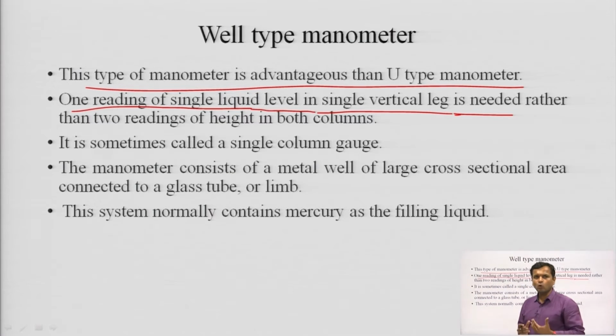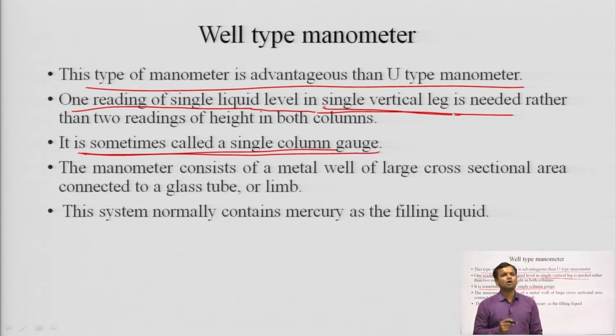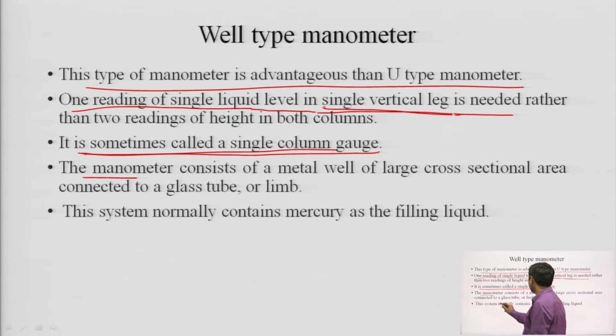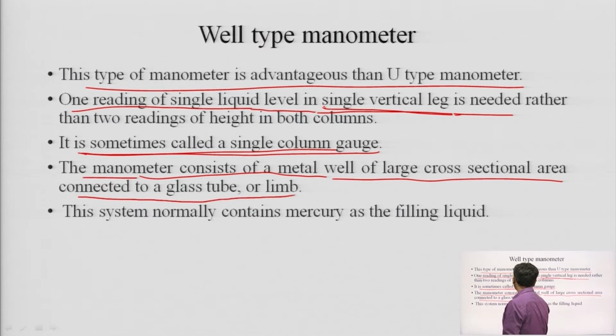Now, we will see some more characteristics and the working of the Weld type manometer. It is sometimes called a single column gauge, because we need to read only the single vertical leg. Also, the manometer consists of a metal well of large cross sectional area connected to a glass tube or limb.